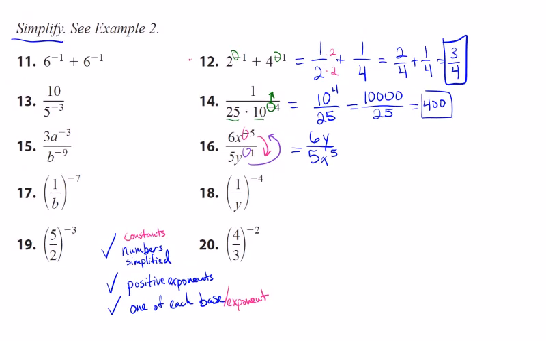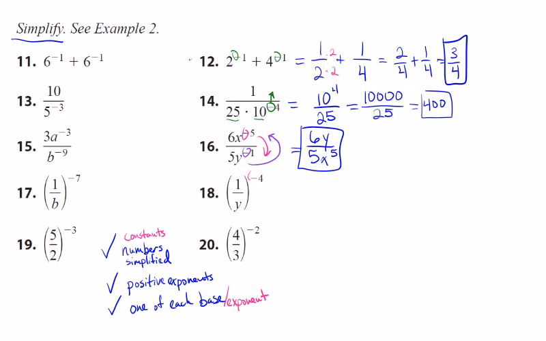All right, so if you check those three boxes, you're done. That's a way to confirm that you're done. Okay, so this is done, right? Numbers simplified, one of each base. I only have one x, one y, and we have positive exponents.